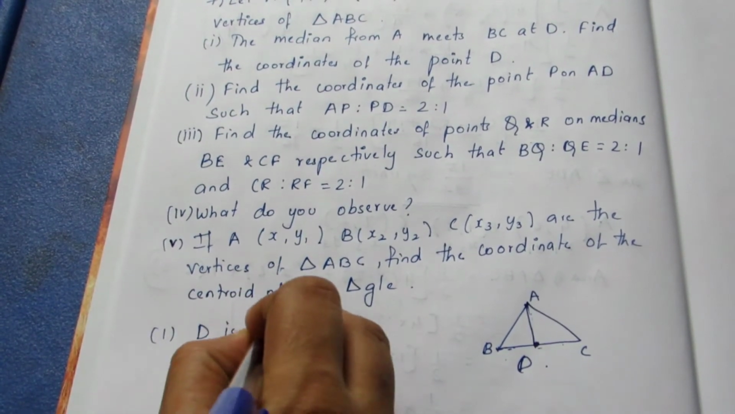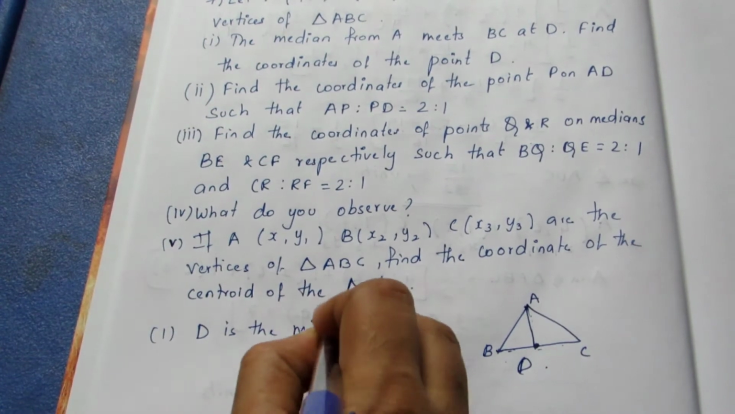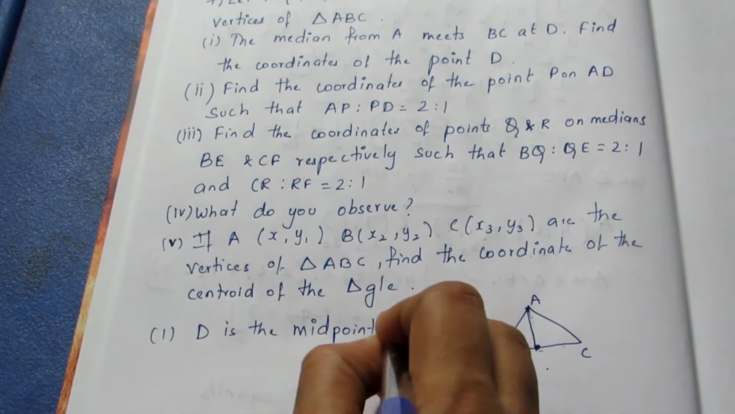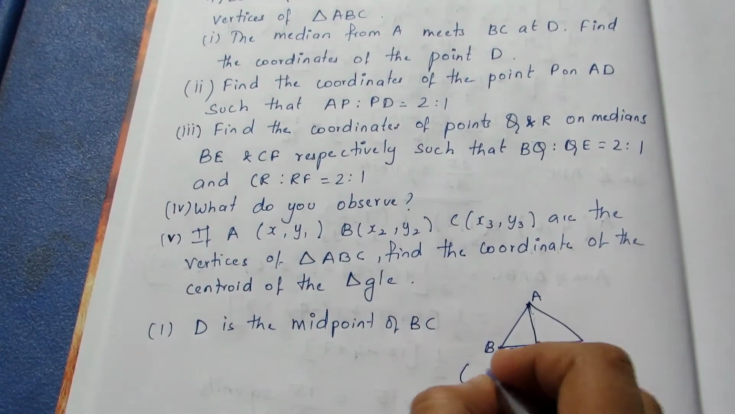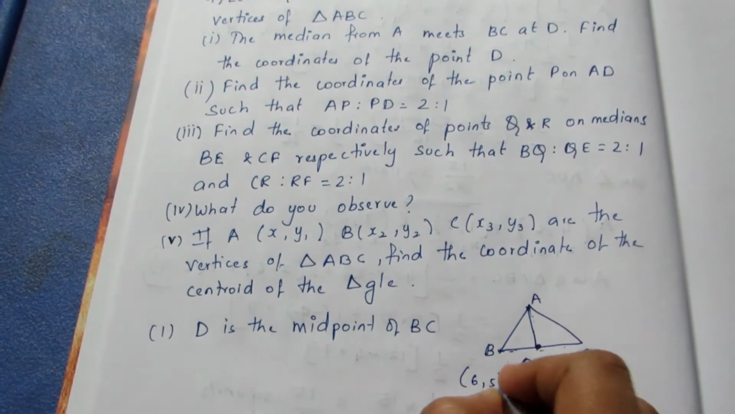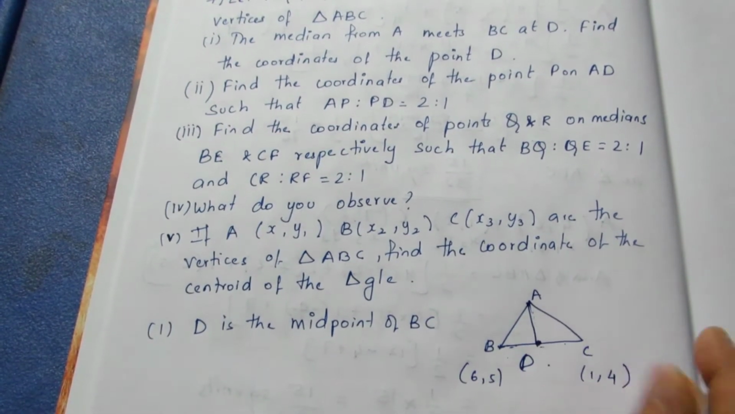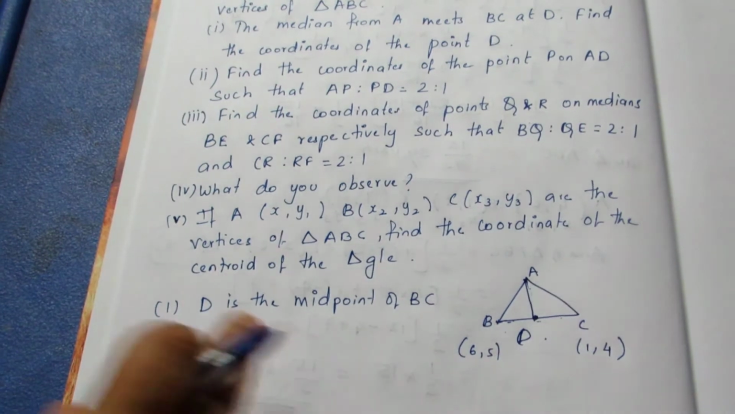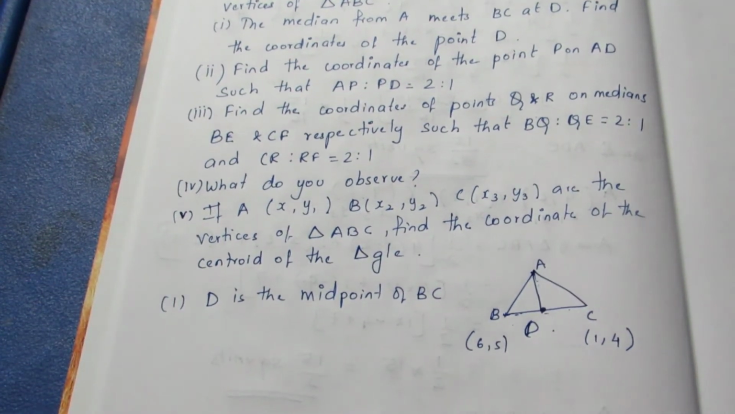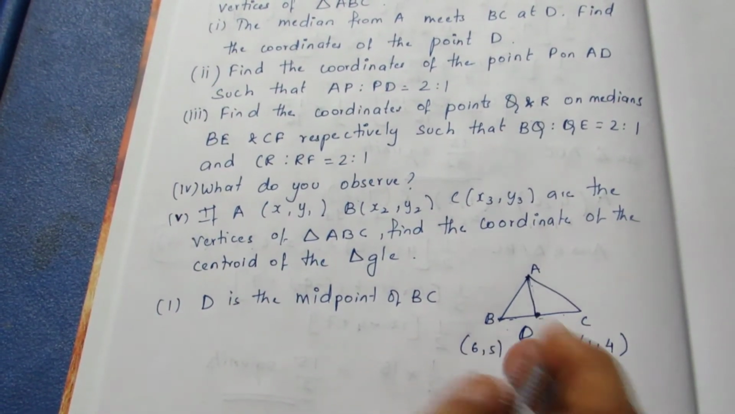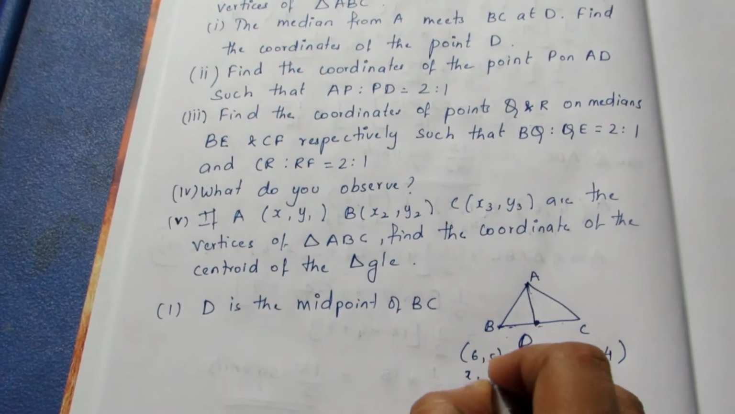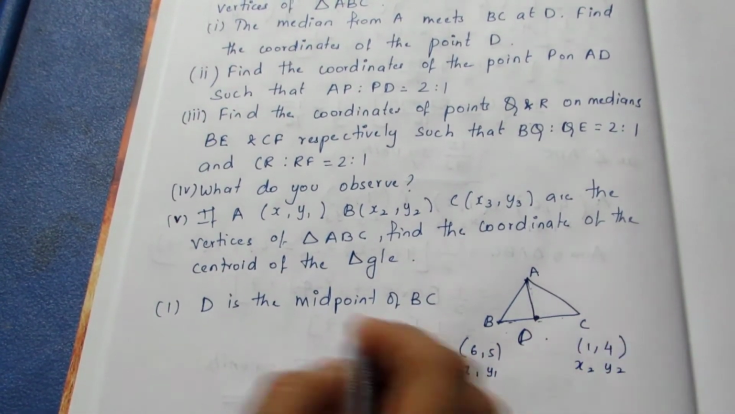D is the midpoint of BC. BC vertices are (6, 5) and (1, 4). I will draw a diagram wherever it is necessary. Here for this we want only B and C, so I am drawing B and C. X1, Y1, X2, Y2. Now substitute in the formula.